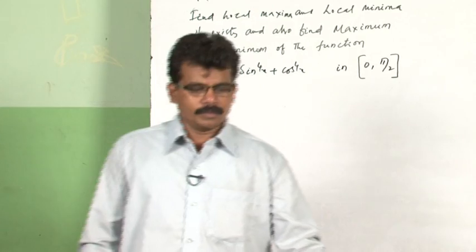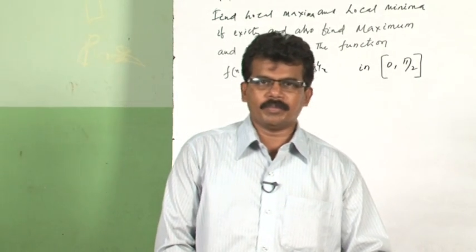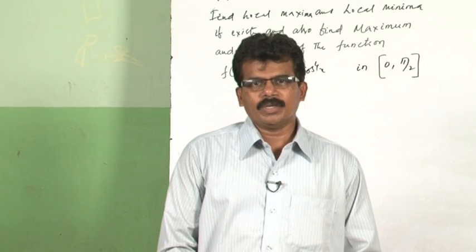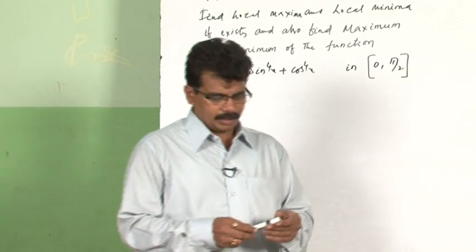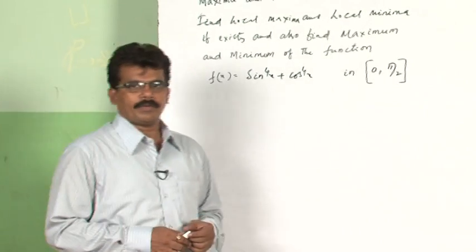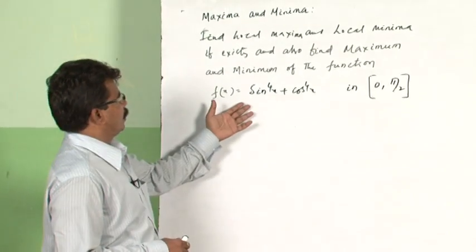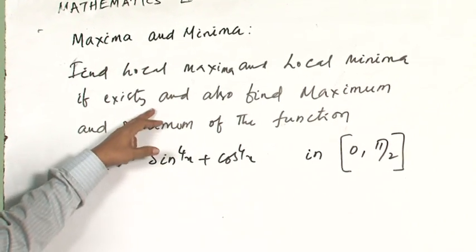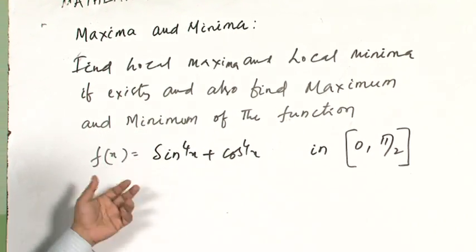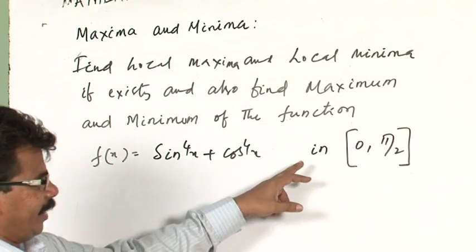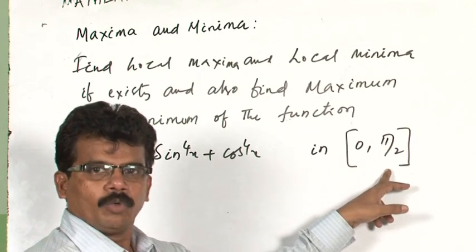In the last class, we have seen how to find maximum and minimum, also local maximum and local minimum of a polynomial function. Now, let us consider one trigonometric function and we will find maximum and minimum. In the case of a trigonometric function, just see here, find local maxima and local minima if they exist, and also find the maximum and minimum of the function f x is equal to sin power 4x plus cos power 4x. An interval is also given, 0 to pi by 2.